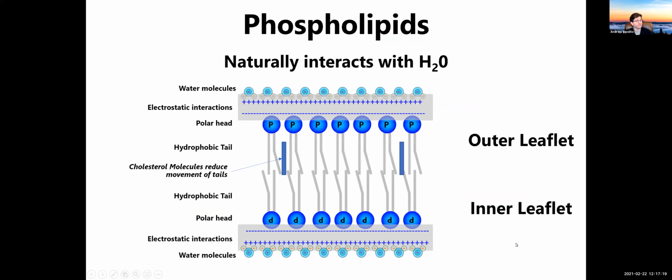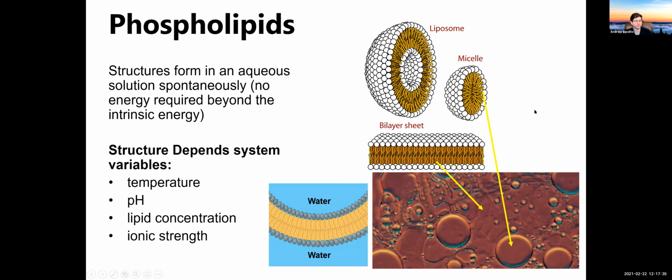And the way they interact. Remember, there's the inner leaflet and the outer leaflet, right? So that's going to be our starting point here. And the fact that there's cholesterol on the membrane, remember the cholesterol stabilizes the membrane. We talked a little bit about that. We'll talk more about that today. And the fact that when you put these phospholipids into water, depending on the temperature and the pH and the lipid concentration and the ionic concentrations, they can form these different types of structures.